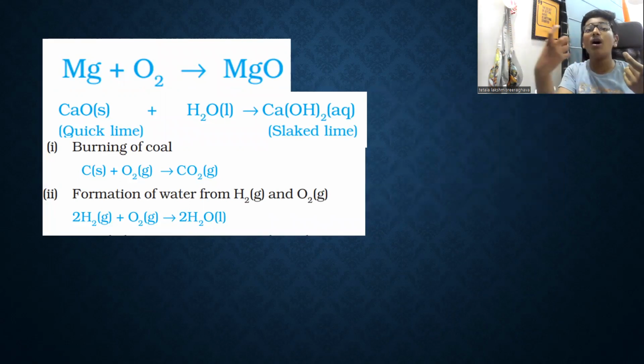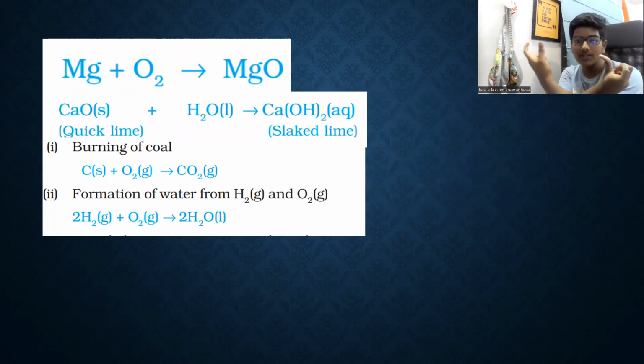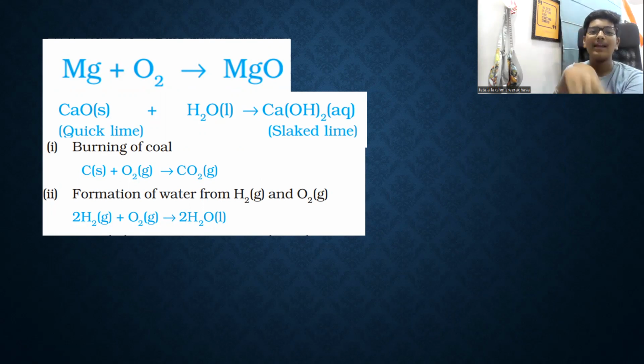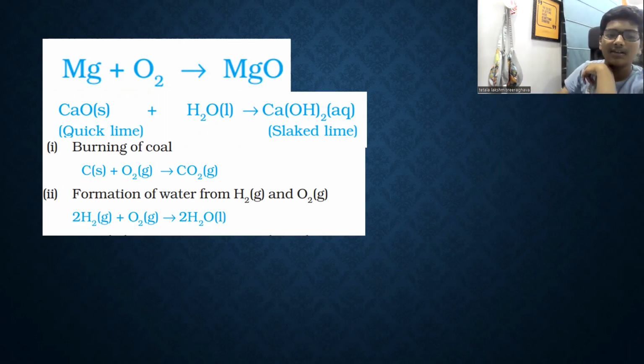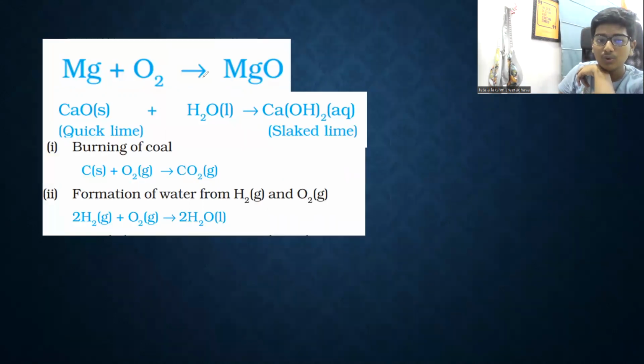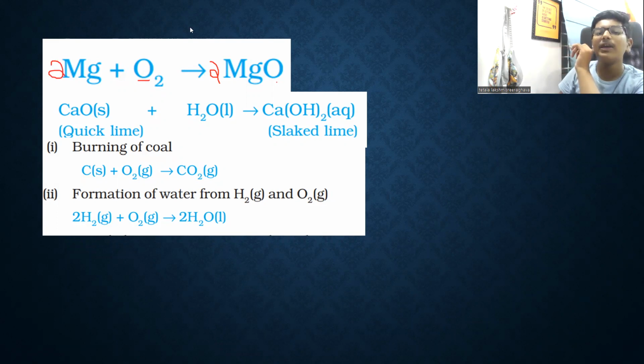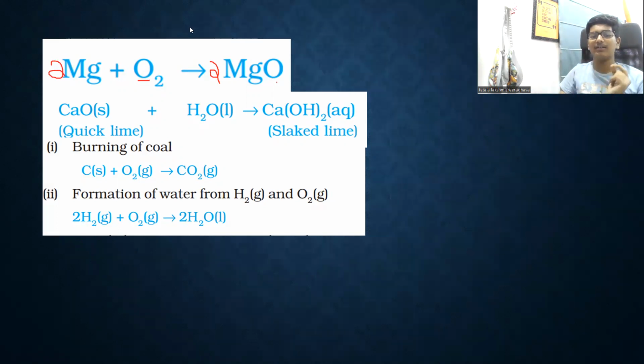Magnesium plus oxygen gives magnesium oxide. This is not balanced. To balance it, you should add 2 here. So 2 oxygen and 2 oxygen is balanced. And to balance magnesium, we should add 2. There is an important question from boards that they might ask. I'll say it after this. Okay.